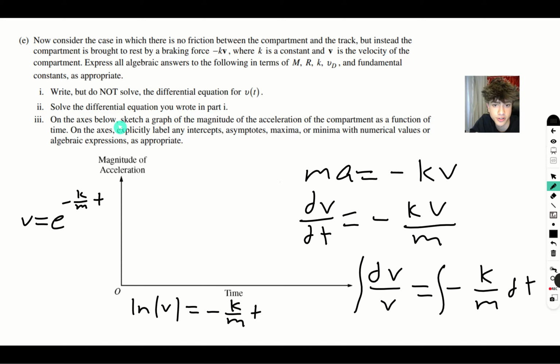On the axis below, sketch a graph of the magnitude of acceleration. Alright, so the velocity begins at its maximum, and then as the velocity gets lower, the magnitude of acceleration is going to get lower, because the acceleration is proportional to the velocity. And since these both are constants, they don't really take part. And since the velocity is going to be decreasing linearly, so is the acceleration. So it's just going to be a line like this.